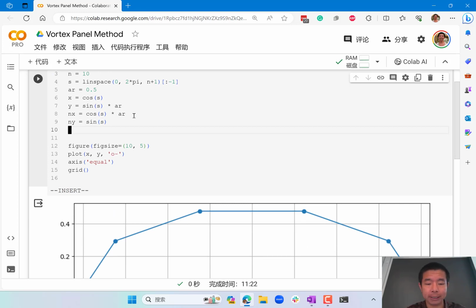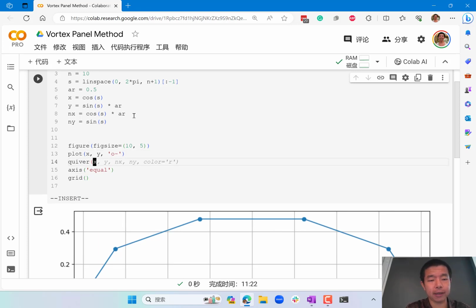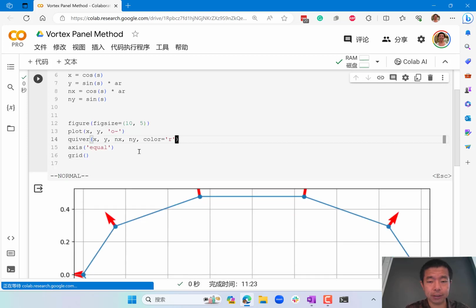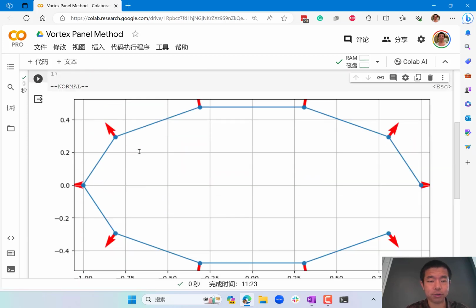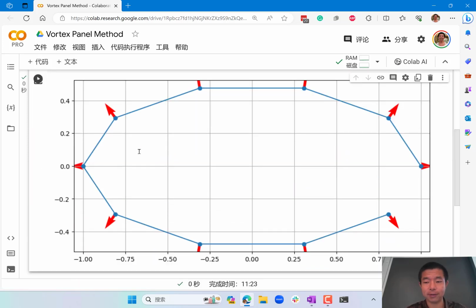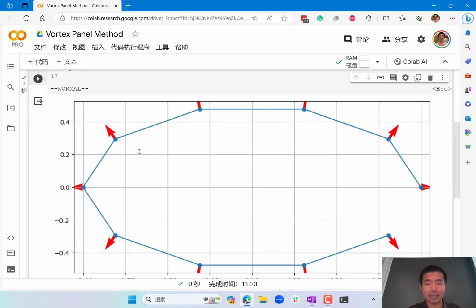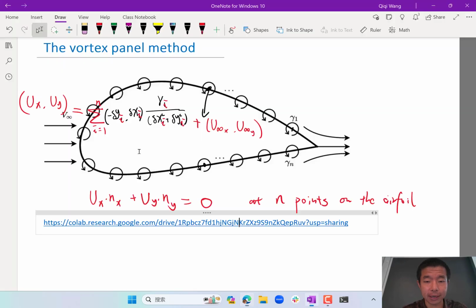All right. Okay. So I also want to make my normal. Well, it's not important to make it a unit normal for now. So let's just visualize that. Quiver x, y, nx, ny. So that's going to show the direction of the normal, which looks correct, right? So that's basically my normal vectors. Okay, so the normal vectors are going to be used to enforce the zero normal direction flow condition later on.